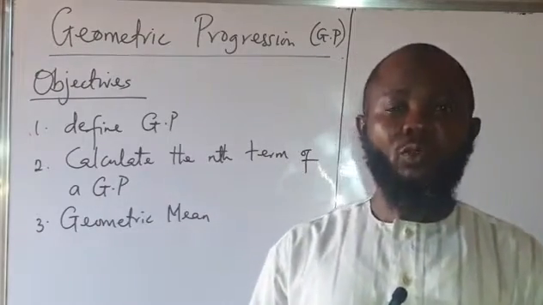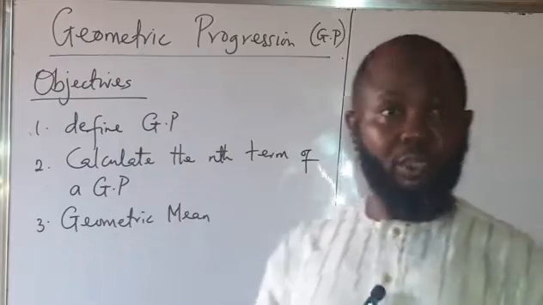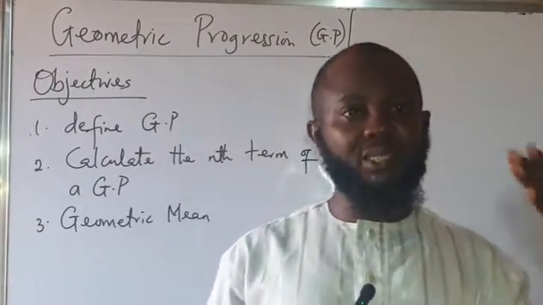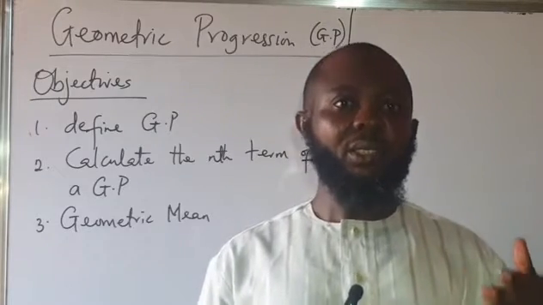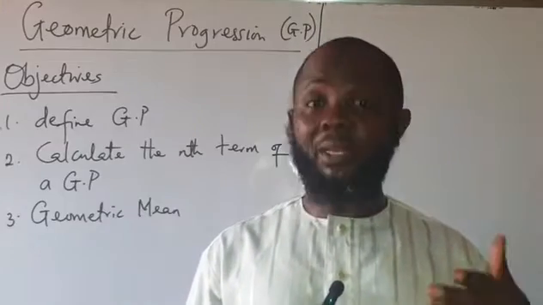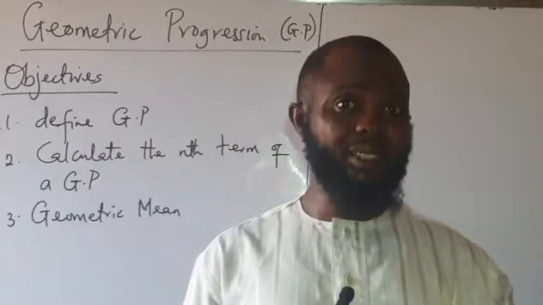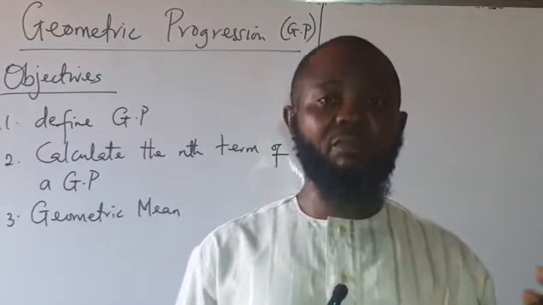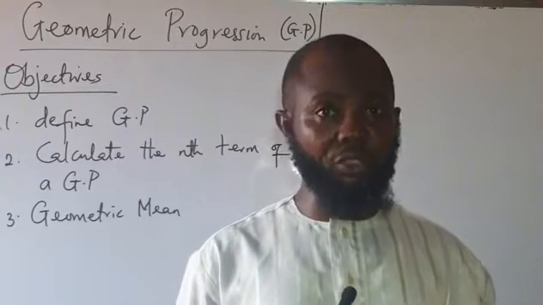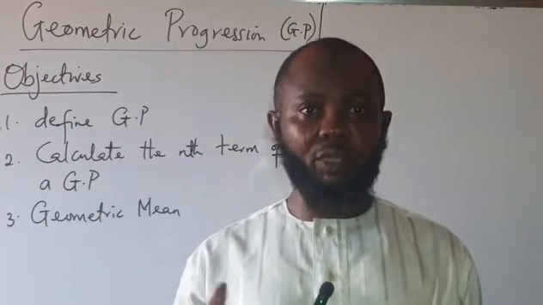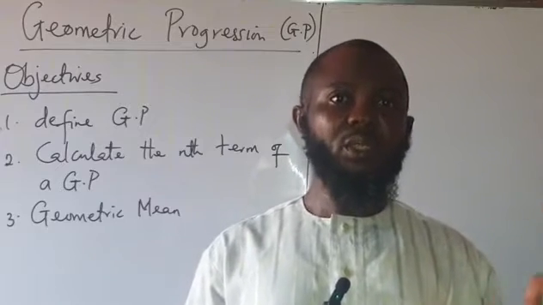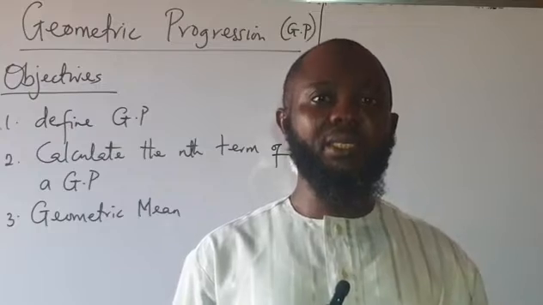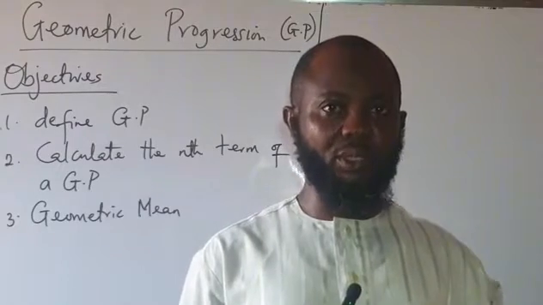So the first one is the meaning of geometric progression. Geometric progression is a sequence in which each term of the sequence is obtained by either dividing or multiplying the preceding terms by a constant factor, which is what we refer to as the common ratio. Don't forget that an AP is a sequence in which each term of the sequence is determined by either adding or subtracting the preceding terms.